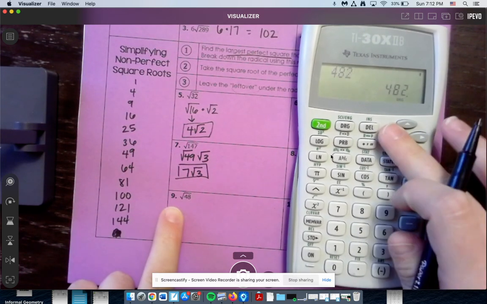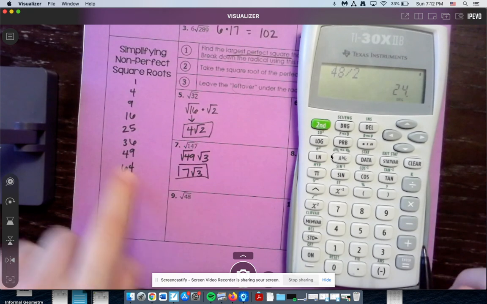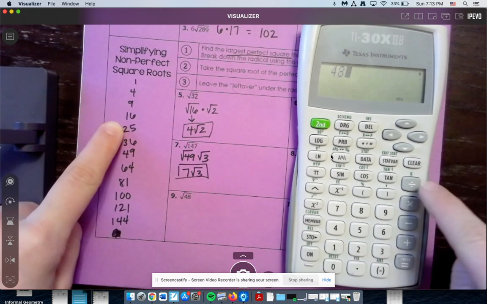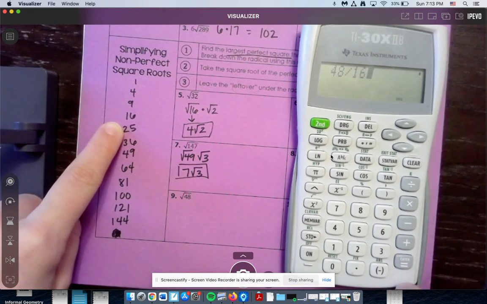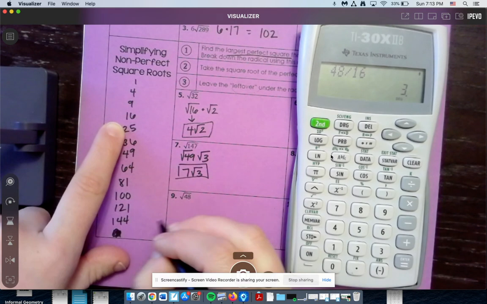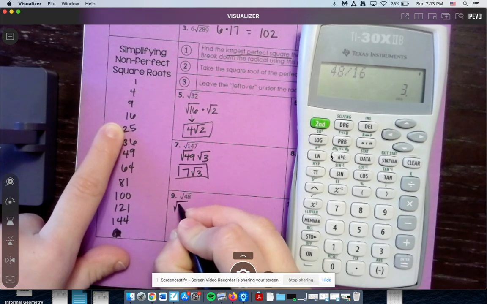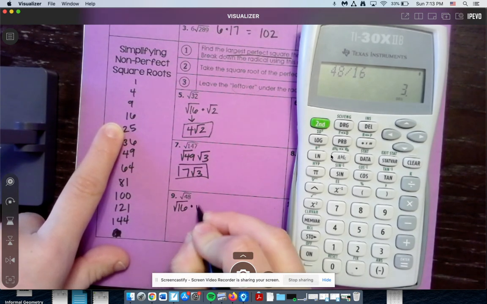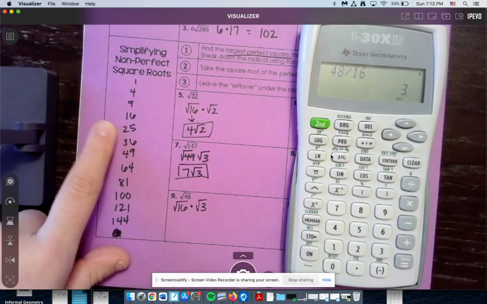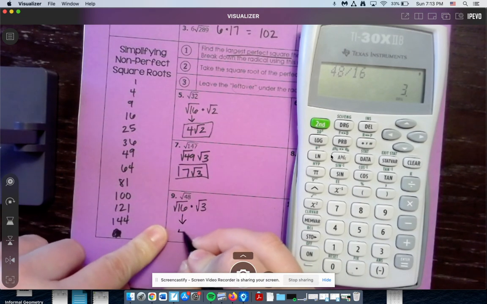So I divide it by 2, and I get 24. So now I'm just going to try the next one, which is 16. And that was a pretty easy one. It was the first one we tried, right? So I have 16. How many times did it go in there? 3 times. The square root of 16 is 4 times root 3.